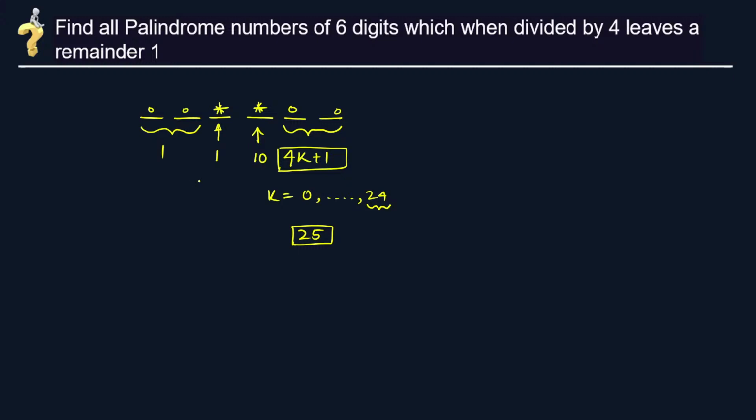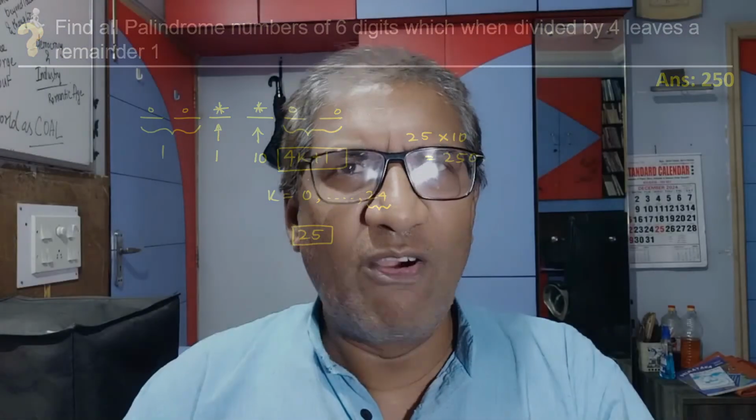Have you understood? Now, what will be the total number of such 6-digit numbers formed, which when divided by 4 leave the remainder 1? We can easily see that it will be 25 into 10. That is 250 such numbers. Am I correct or not? So 250 is the correct answer. Have you understood? Even if they twist the problem, there is no problem for us. Because if they just say find out the palindromic numbers, it is a straightforward question.